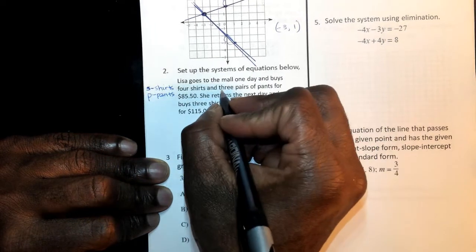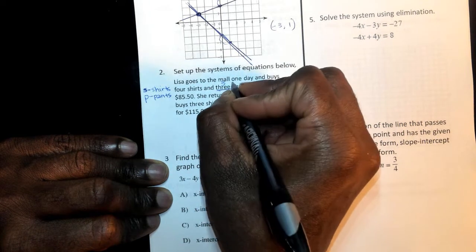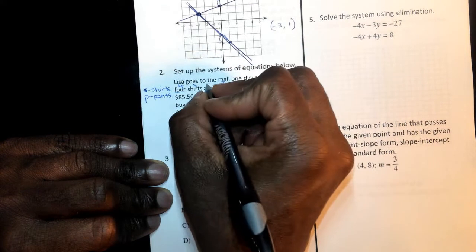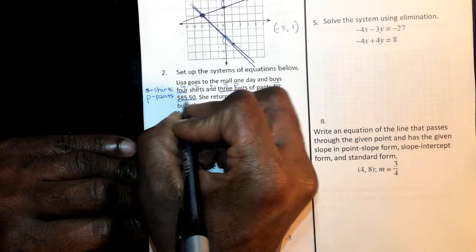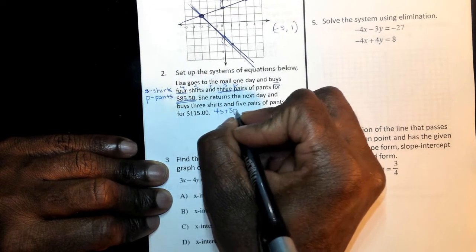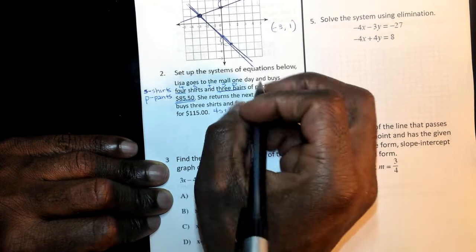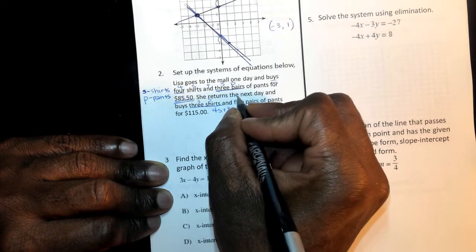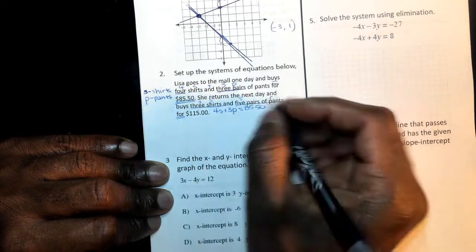All right, so the first day, 3 pairs of pants and 4 shirts, and it was for $85.50. So we have 4S plus 3P equals 85.50. And the next day, 3 shirts and 5 pants for $115.